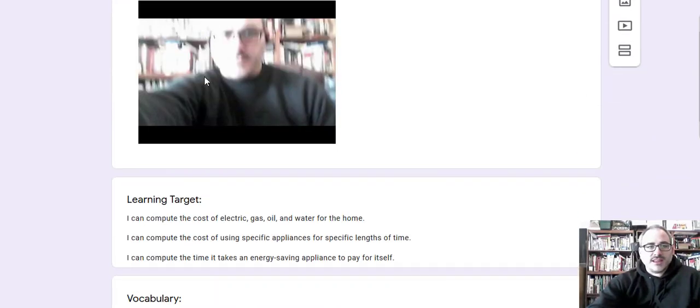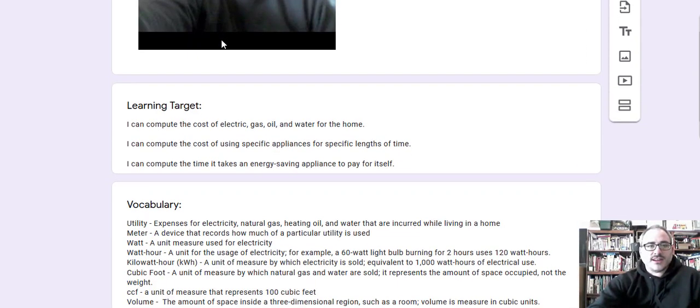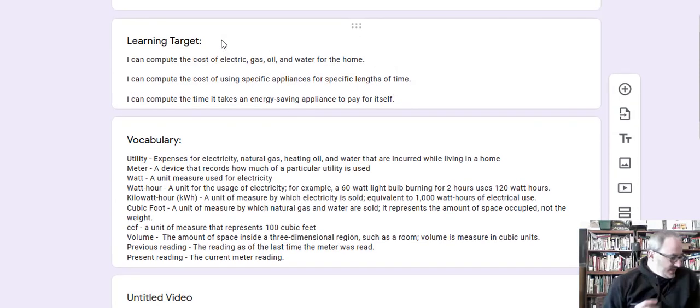So again, put your name in there, watch the video, and learning targets. Learning targets for this section are: I can compute the cost of electric, gas, oil, and water for the home, and I can compute the cost of using specific appliances for specific lengths of time. And the third learning target is I can compute the time it takes an energy-saving appliance to pay for itself.